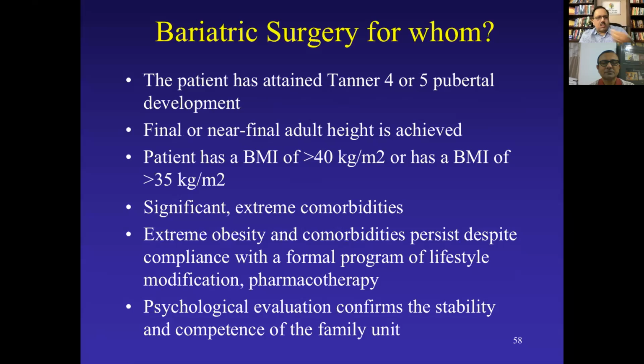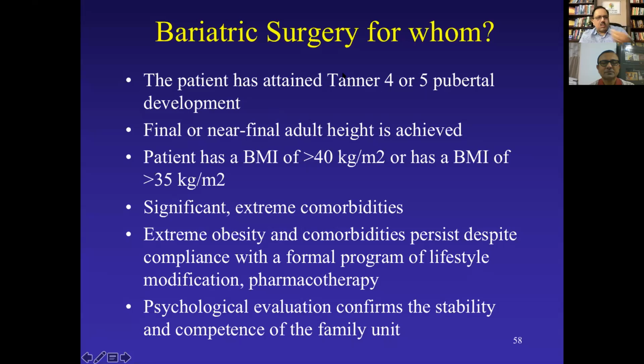Bariatric surgery, very strict criteria. It should not be done in children. It may be considered in adolescents who already have become like adults at Tanner stage 4 or 5. They have reached the final height. They're morbidly obese with BMI more than 40. They have comorbidities, at least 2, such as hypertension, dyslipidemia, sleep apnea. So extreme obesity and comorbidities persistent despite compliance to a formal program of lifestyle modification and pharmacotherapy, then only consider bariatric surgery. And psychological evaluation confirms the stability and competence of the family to deal with the surgery, then only bariatric surgery.